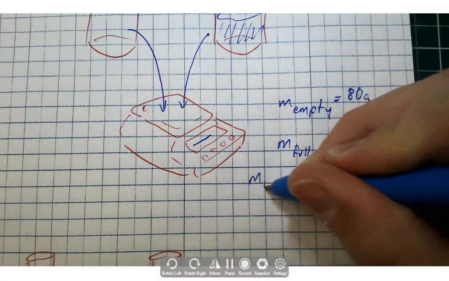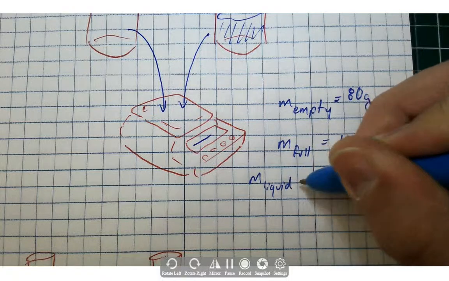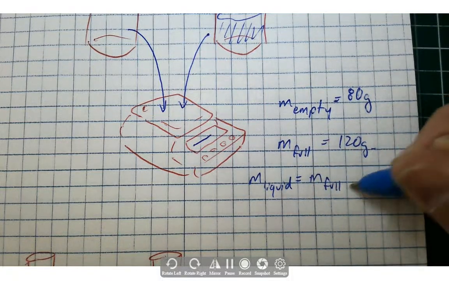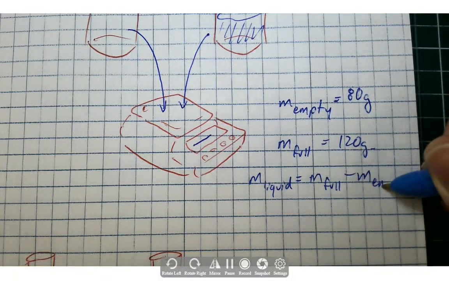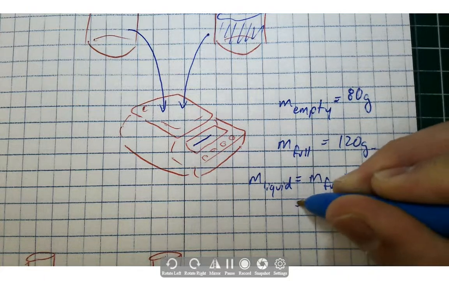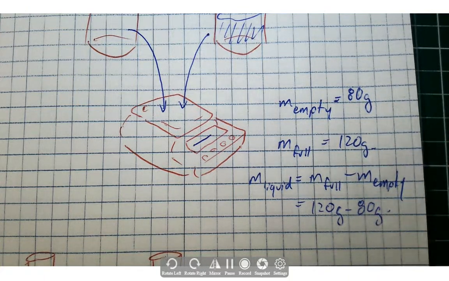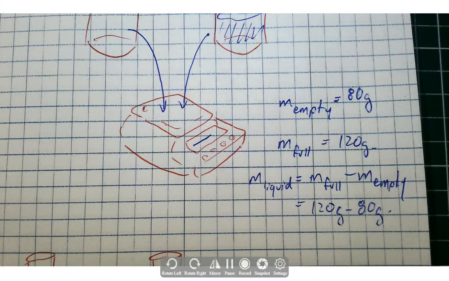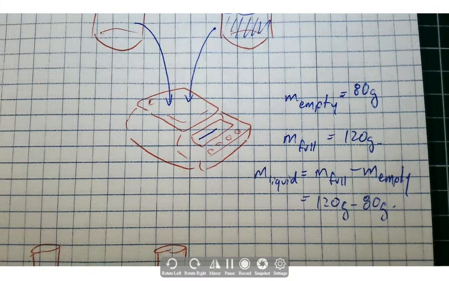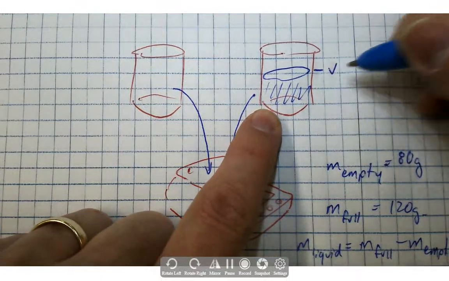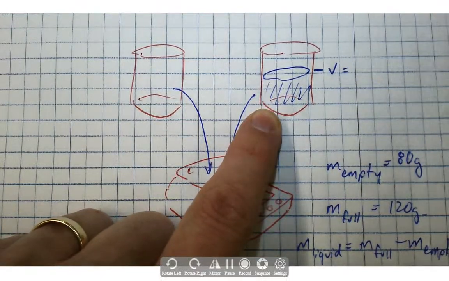We say the mass of the liquid is equal to the mass of the full beaker minus the mass of the empty. So in this case, 120 grams minus 80 grams. That's how you could figure out the mass of a liquid. Now, if we're doing density calculations, that's great, because maybe you could also use that same beaker to measure the volume.